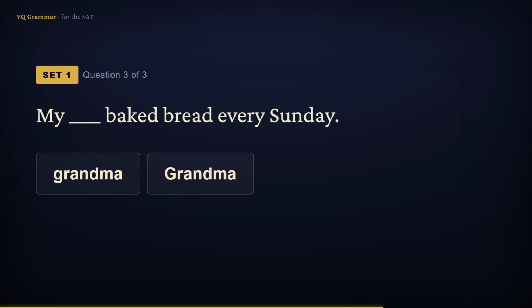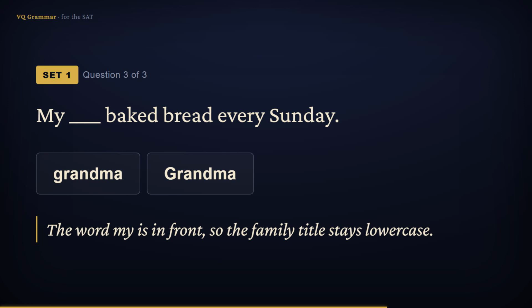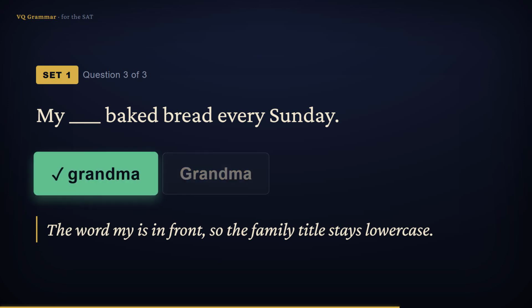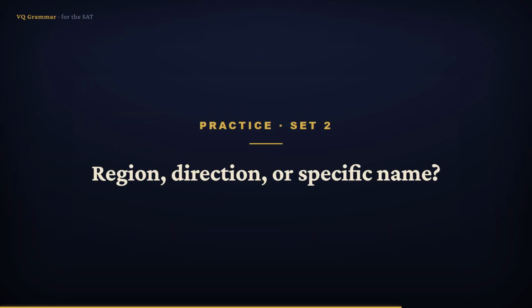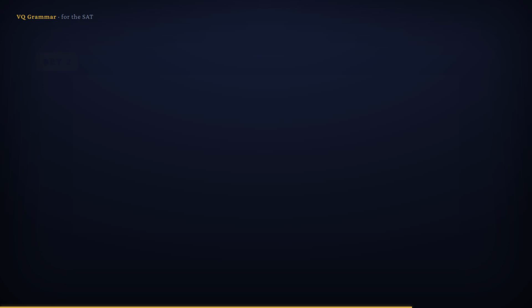My blank baked bread every Sunday. Notice the word my sitting right in front. The instant you see my, your, the, or a before a family word, you keep it lowercase. So it's lowercase grandma. Three more. Watch the compass trap, place or direction, and remember that specific names take capitals. Pause and try each before I answer.